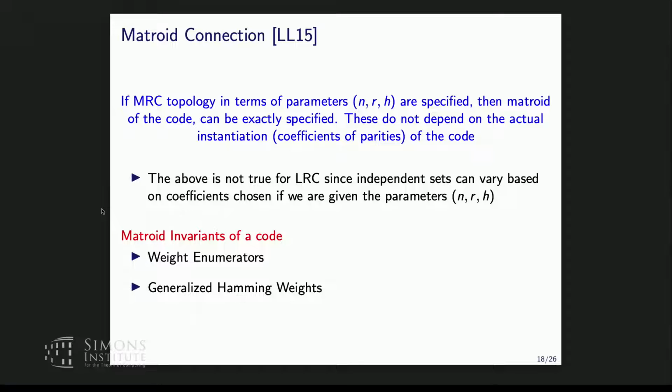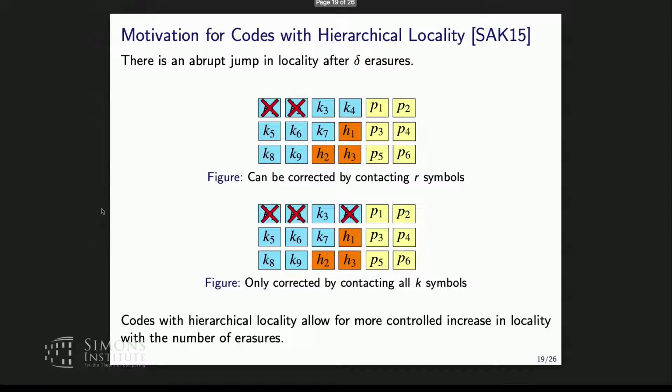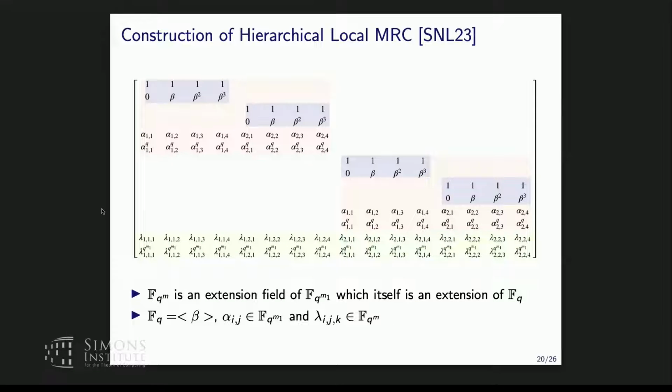But the connection is something which I like, and that's why I wanted to talk about it. And my work mostly has been on extending MRCs, constructions, field size bounds, and everything to what is called hierarchical locality, where you have two levels of locality. I can just show you the parity matrix. The parity matrix looks like this. There are some local parities, there are some mid-level parities, and there are some global parities. So this is two levels of hierarchy.